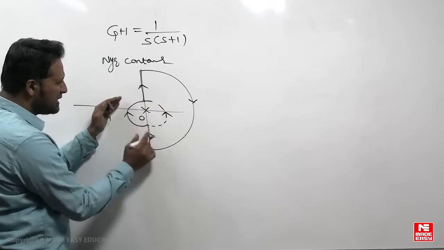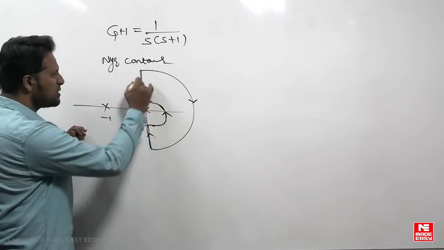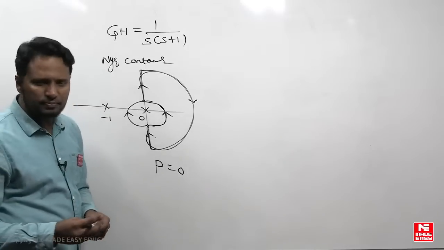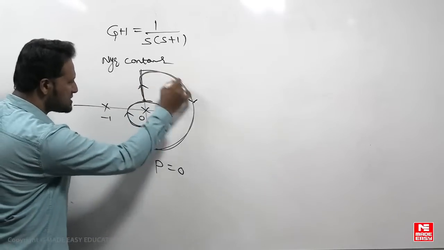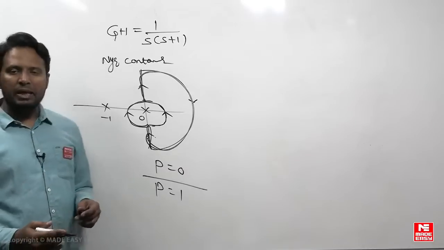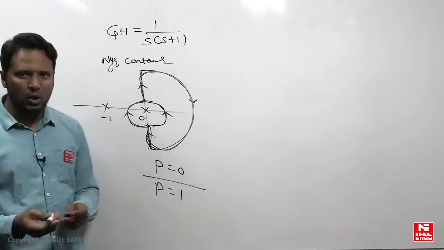So tell me, if this is the Nyquist contour, then how many poles is it encircling? P is equal to 0. If this is the Nyquist contour, then P will be 1. The Nyquist plot will also change accordingly.